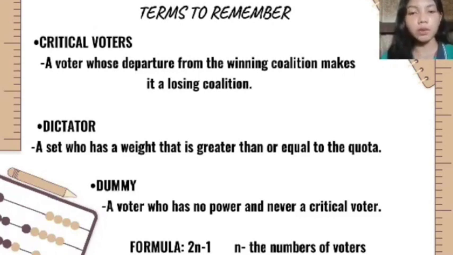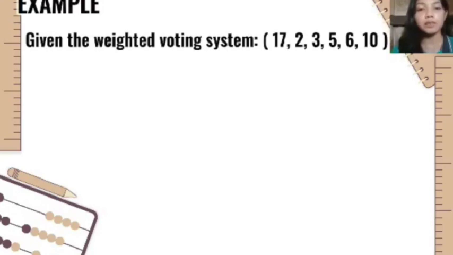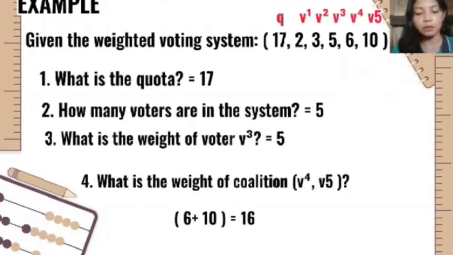If you want to know the number of possible coalitions of n voters, this is the formula. 2 raised to n minus 1. N is the number of voters. Let's try our example. Given the weighted voting system is 17, 2, 3, 5, 6, and 10. So what is the quota? Our quota in this given is 17. Number 2, how many voters are in the system? Starting from number 2, the voters are: voter 1, voter 2, voter 3, voter 4, and voter 5. So the voters in the system is 5.